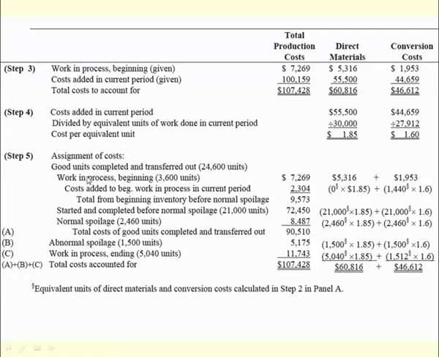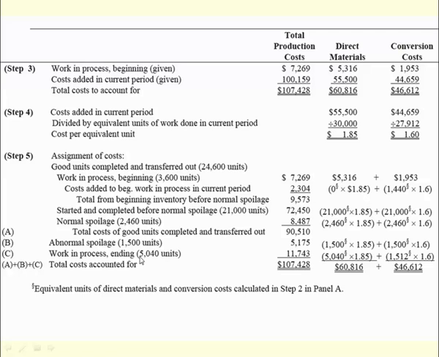90,510. Now we need to assign costs to abnormal spoilage, 1,500 units, multiply 1.85 plus 1.6, which equals 5,175 costs for abnormal spoilage.